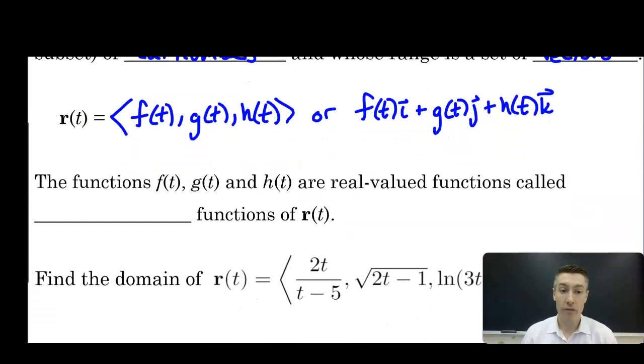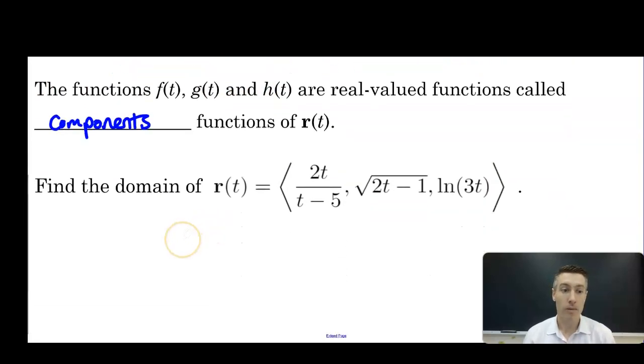The functions f of t, g of t, and h of t are real-valued functions called component functions of r of t. And these are single variable functions. So all of the properties of single variable functions that we learned previously, whether it be calculus of single variable functions or domain and range, all of those properties will come through with vector-valued functions.